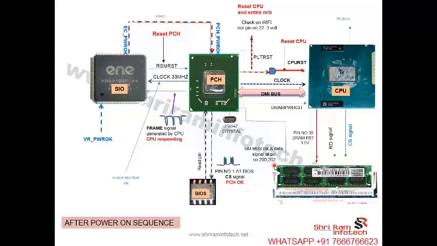If these spikes are coming on the screen, that means your PCH is trying to access the RAM. That means obviously he already read the BIOS and the CPU is already working. Okay? And this communication will take place. And once this communication takes place, PCH also accesses the SIO, and this signal is known as a frame signal. This frame signal we can check on the LPC port of the SIO.